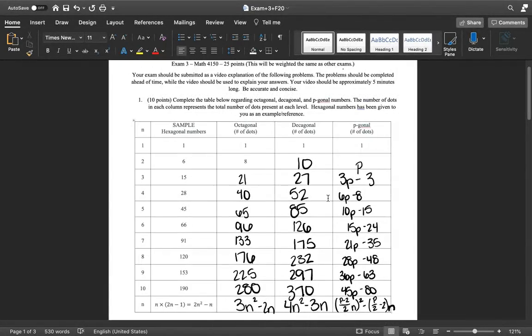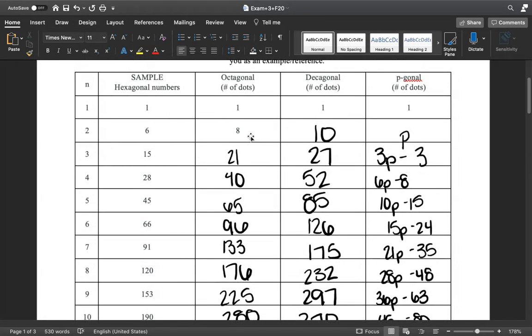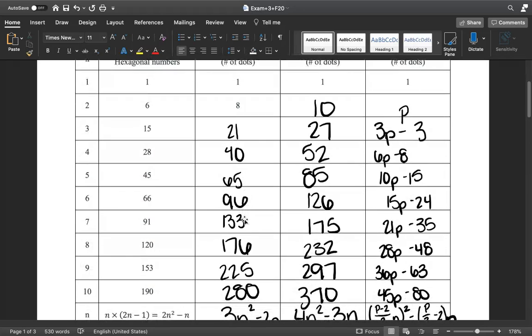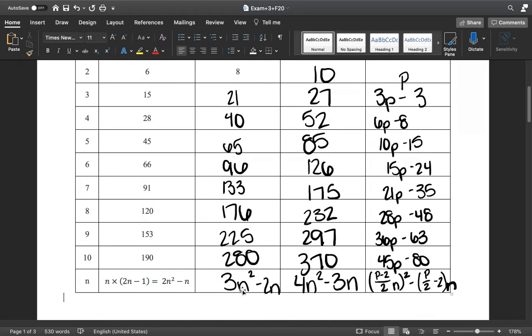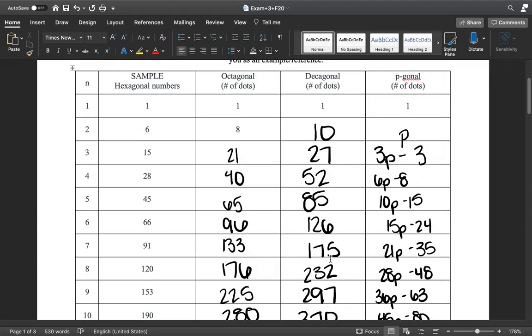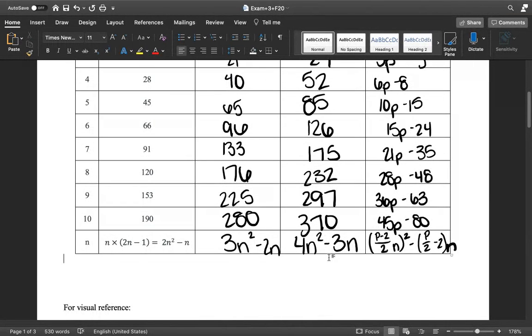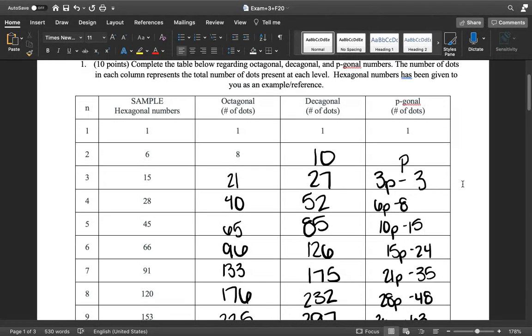And so I did the same thing with decagonal over here. And so here you see we have 8, 21, 40, 65, and so on, and then 10, 27, 52, 85, and so on. And for our n for octagonal, I found it to be 3n squared minus 2n, and for decagonal, I found it to be 4n squared plus 3n.